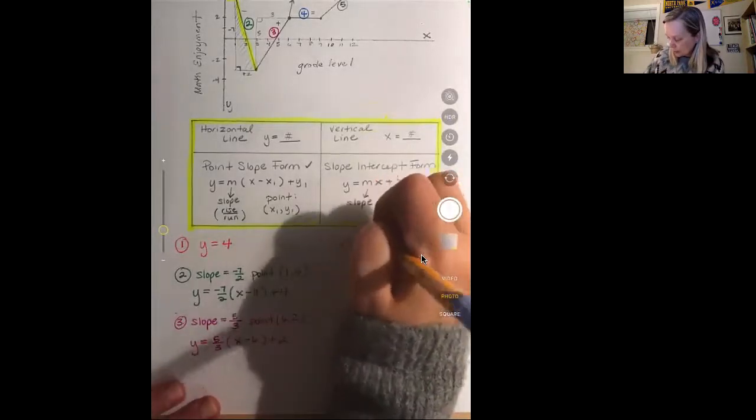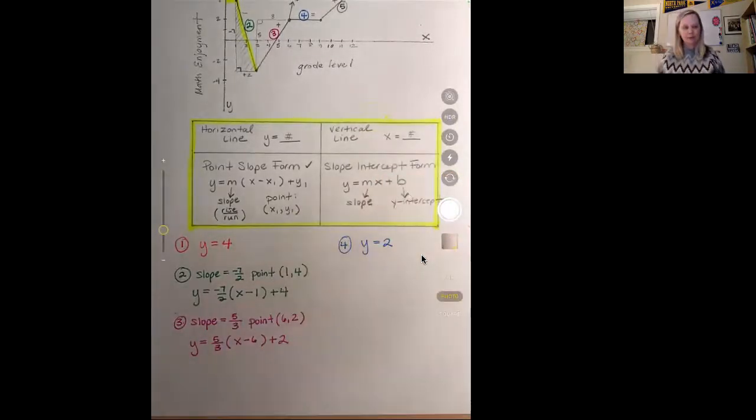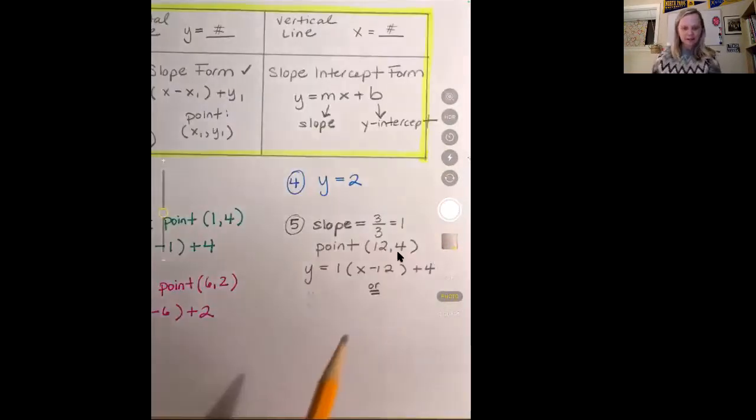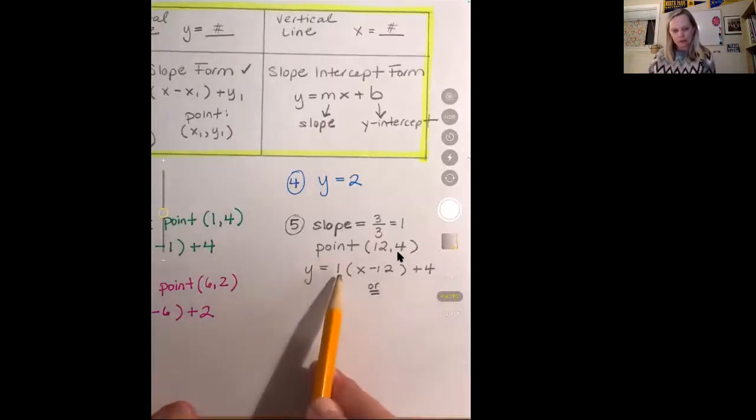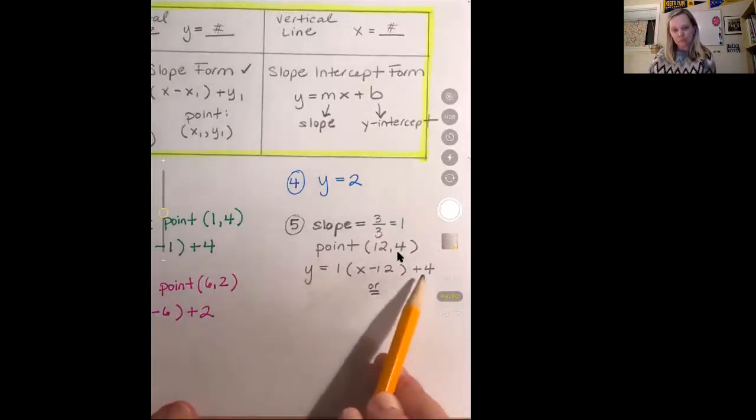Y equals 2. Okay, and then the last one, let's do this. I'm going to pause the recording. I'm going to do the work for 5, and then let's come and check your work when we're finished with that. Okay, I got the equation y equals 1 times x minus 12 plus 4.